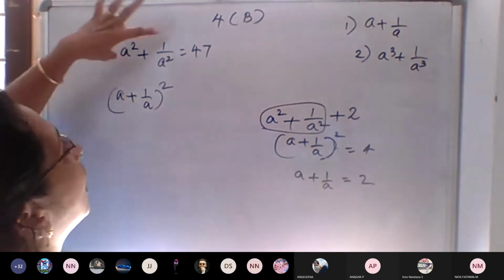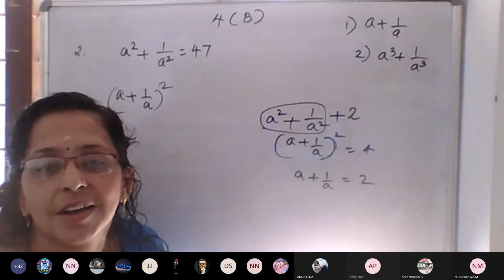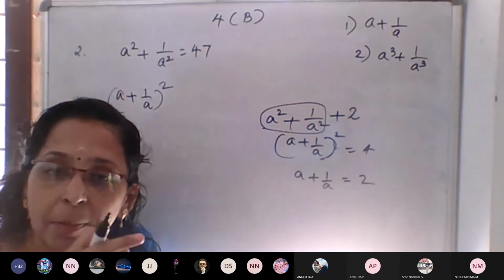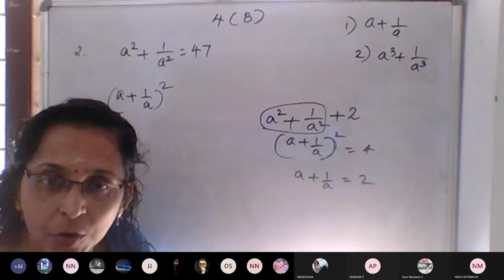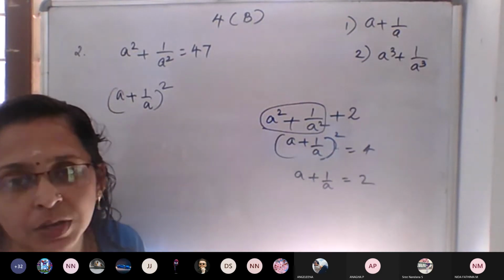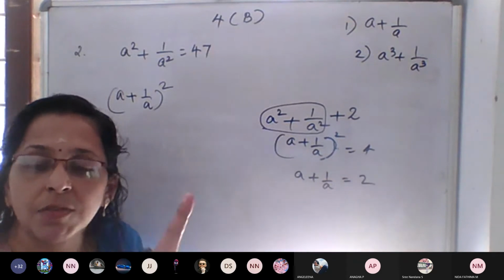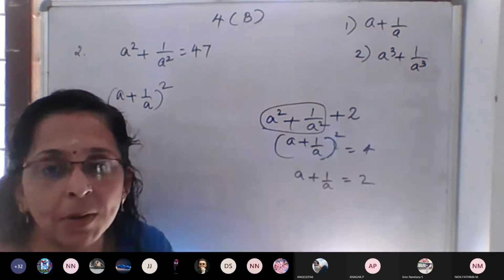Here we don't have 2. So if we want to write in a plus 1 by a whole square form, we need 2. Number 2 we need. So what we are doing on the left side, that same thing we have to do on the right side, then the problem will be solved.